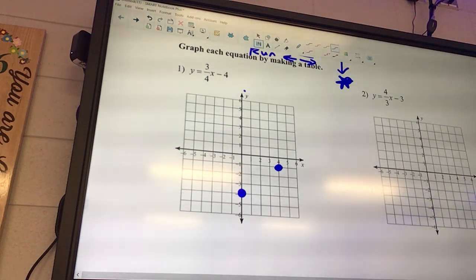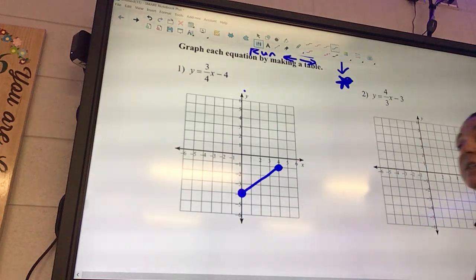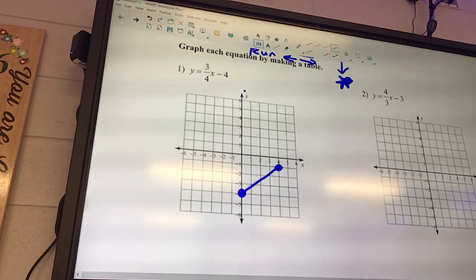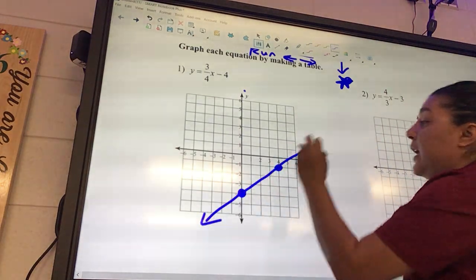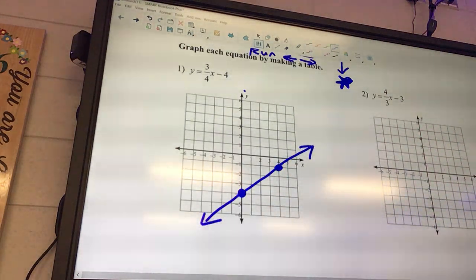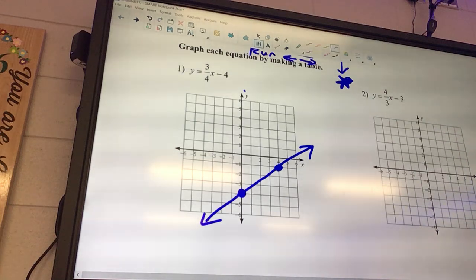Your line should look like this. Some of you guys are doing this. This is not acceptable. That is a line segment, not a line. It should extend the full length of the graph and have 2 arrows on both ends. But as far as doing the rest of the dots, it's not necessary.